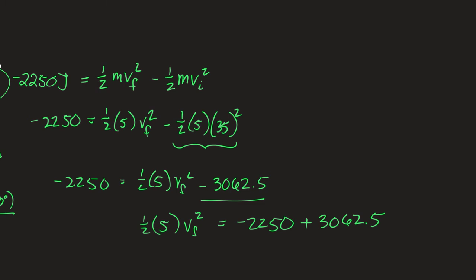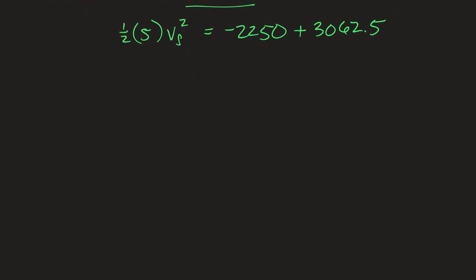Is everything okay so far? This represents the final kinetic energy. This represents the work done by gravity. And this represents the initial kinetic energy. Those are the three things that were involved in this problem.